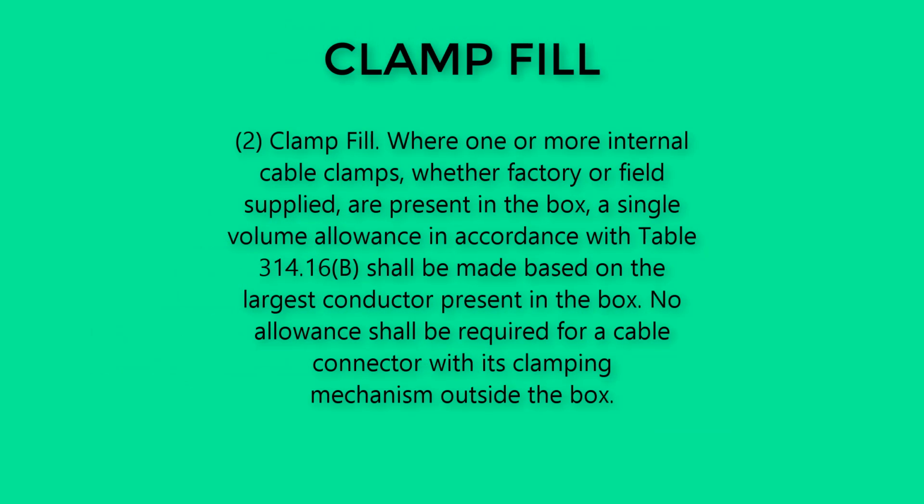Box cable clamps may be required to be included in the box conductor count. Code section 314.16(B)(2) states, where one or more internal cable clamps, whether factory or field supplied, are present in the box, a single volume allowance in accordance with Table 314.16(B) shall be made based on the largest conductor present in the box. No allowance shall be required for a cable connector with its clamping mechanism outside the box.